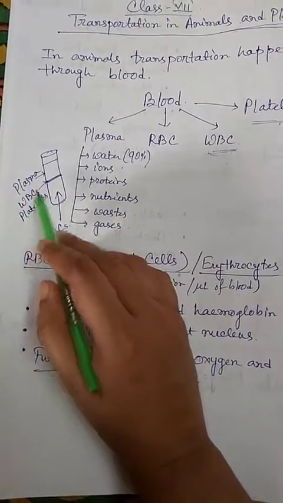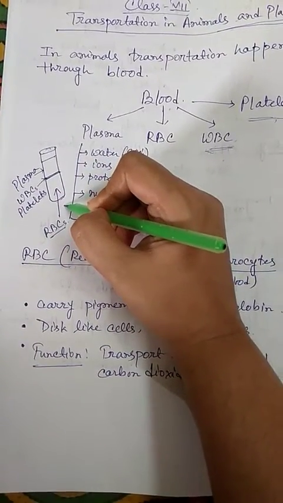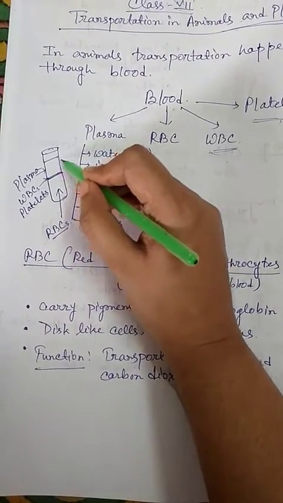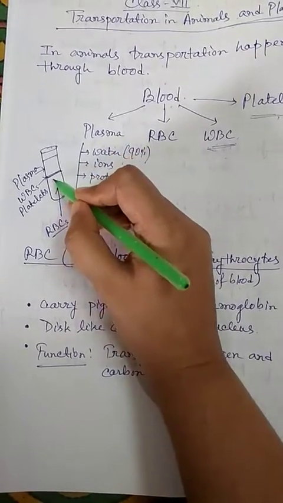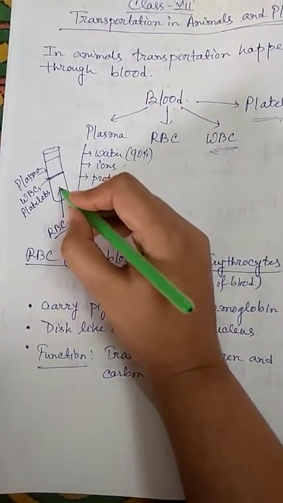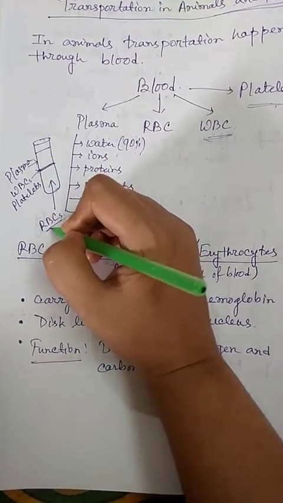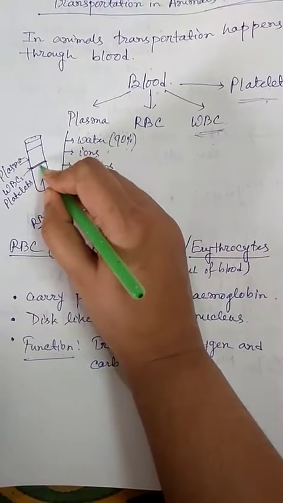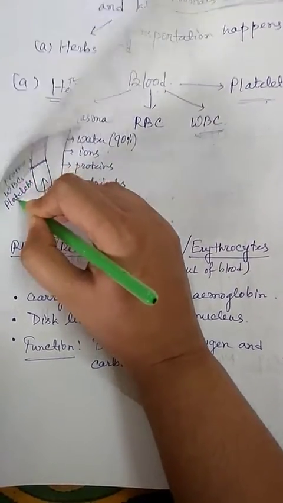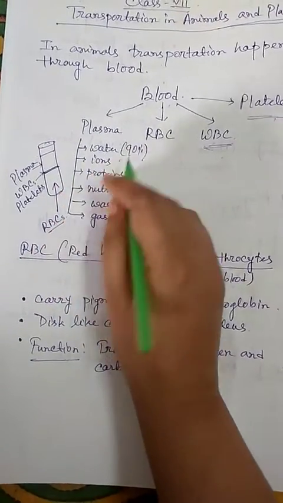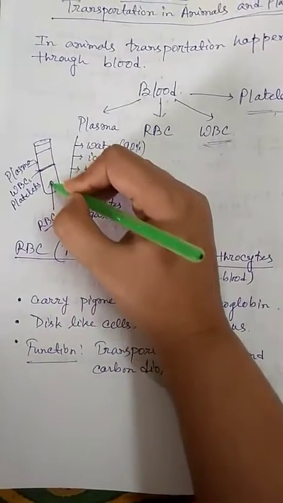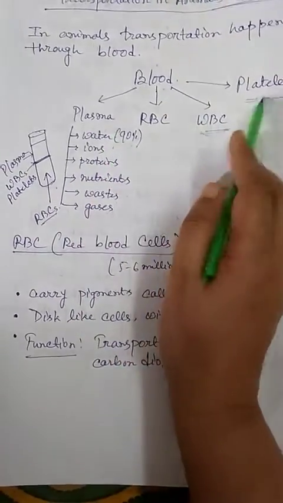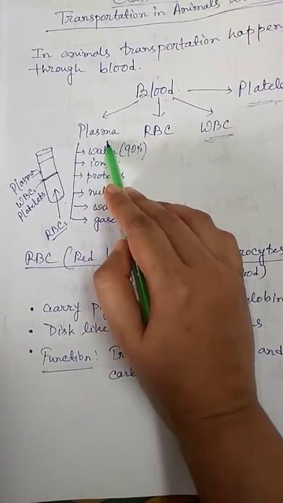After centrifugation, we will see there are three layers in the test tube. The upper layer is from the plasma. It is a light yellow color layer, and at the bottom we will find a very dark red color layer that is for the RBCs or red blood cells, and between these two layers there is a transparent or white layer formed by WBCs and platelets. So these three layers are formed, and from these three layers we observe these four things.